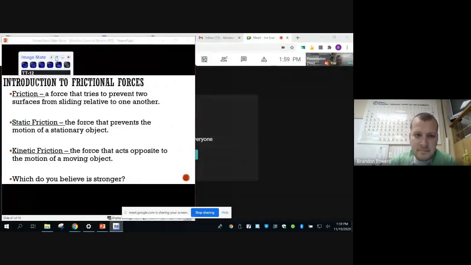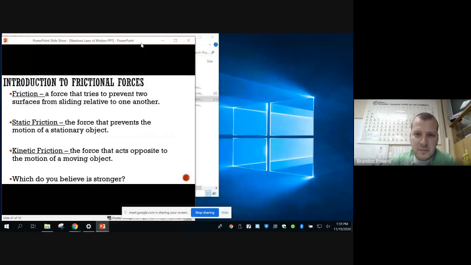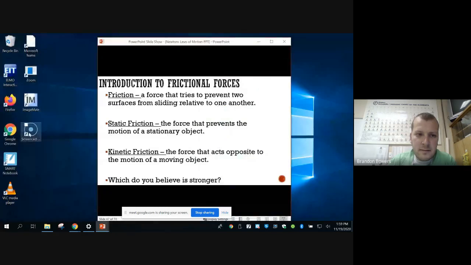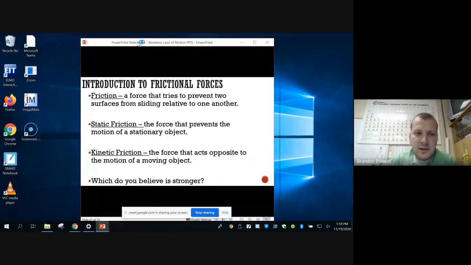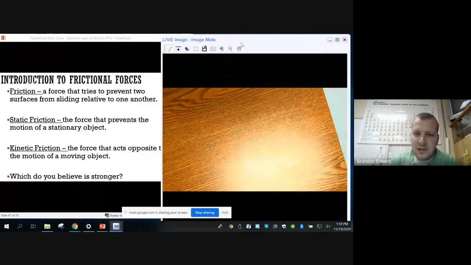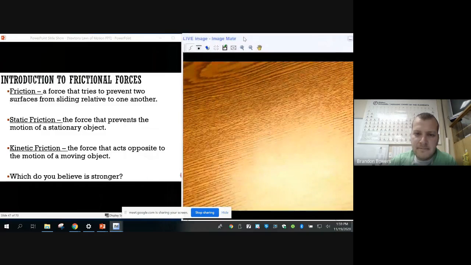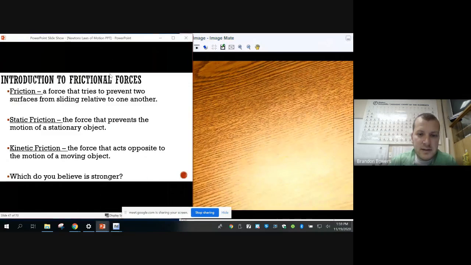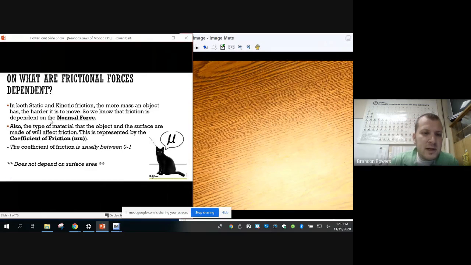So which do you believe will be stronger? It's actually static. It's going to require more energy to move it than to not move it. So for both static and kinetic friction, the more mass an object has, the harder it is to move. So the friction is dependent on the normal force. The normal force is very important.